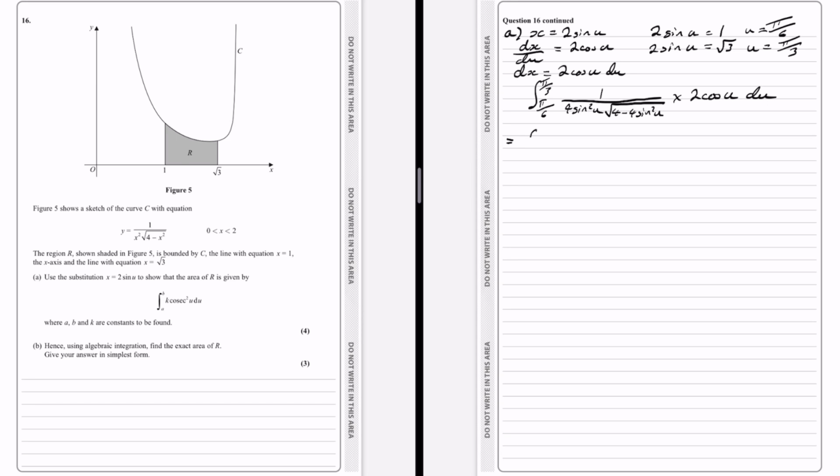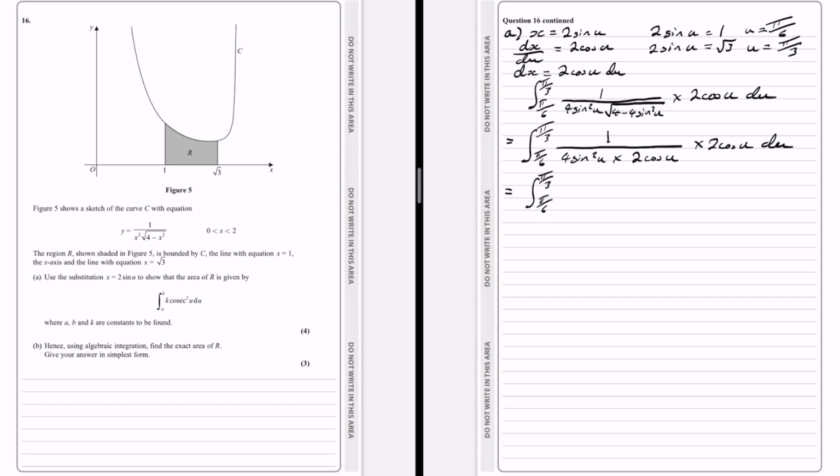Okay, I'm going to simplify the square root of 4 minus 4 sine squared u. We can factorize out a 4, it's 4 lots of 1 minus sine squared u. 1 minus sine squared u is of course cos squared u. So that denominator will become the square root of 4 times the square root of cos squared u, while the square root of 4 is 2 and the square root of cos squared u is cos u, and everything else I've left alone. The two cos u's will cancel really nicely.